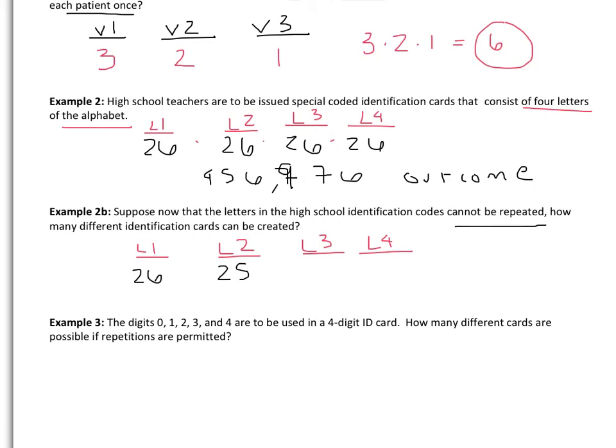Now I've chosen A, I've chosen B, I can't use those 2 letters again, so how many letters do I have left to choose from? 24. I've chosen A, I've chosen B, I've chosen C, I've already used those 3 letters, so how many letters do I have left to choose from? 23. Now that we have our categories and our outcomes set up, we can go ahead and multiply. 26 times 25 times 24 times 23. So the total number of outcomes we have is 358,800 outcomes.